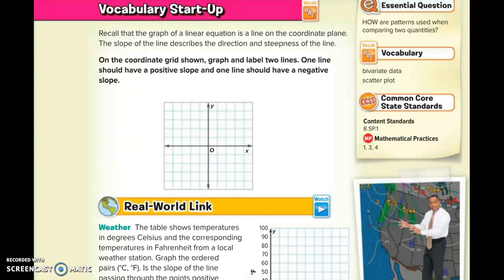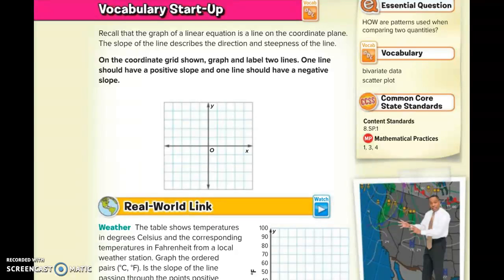Okay, so your bell work was on page 665, and I asked you to do the vocabulary startup. So it says, recall that the graph of a linear equation is a line on the coordinate plane. The slope of the line describes the direction and the steepness of the line. On the coordinate grid shown, graph and label two lines. One line should have a positive slope and one line should have a negative slope. So all you needed to do was draw in two lines.